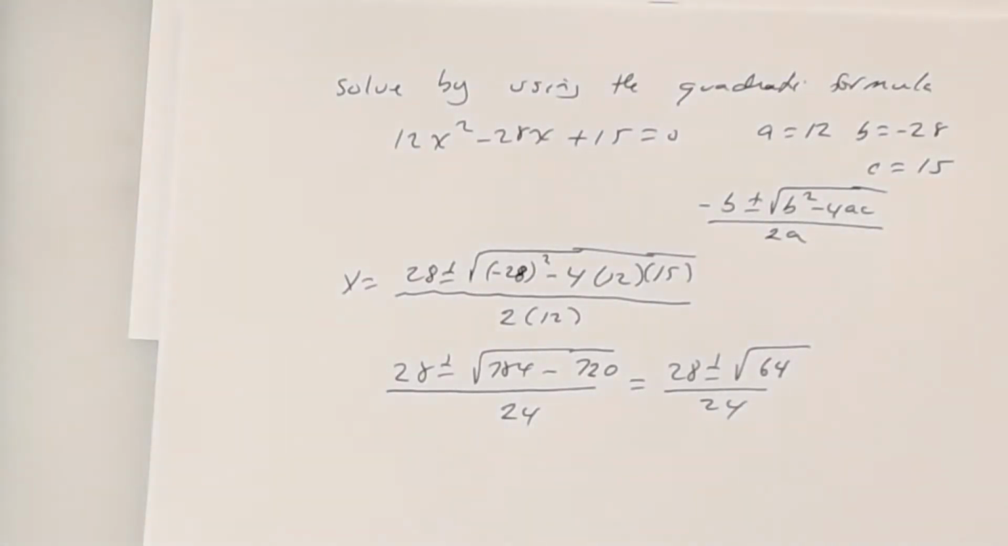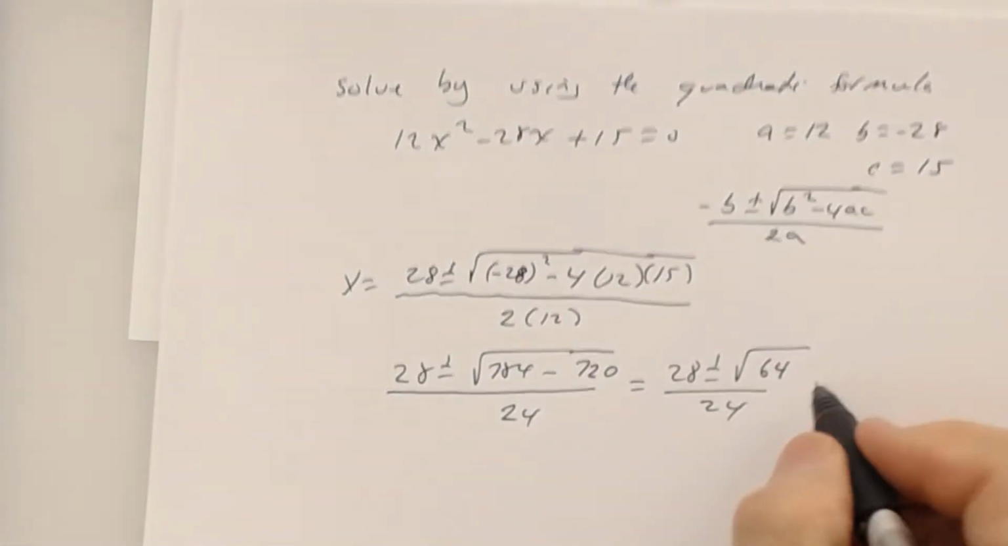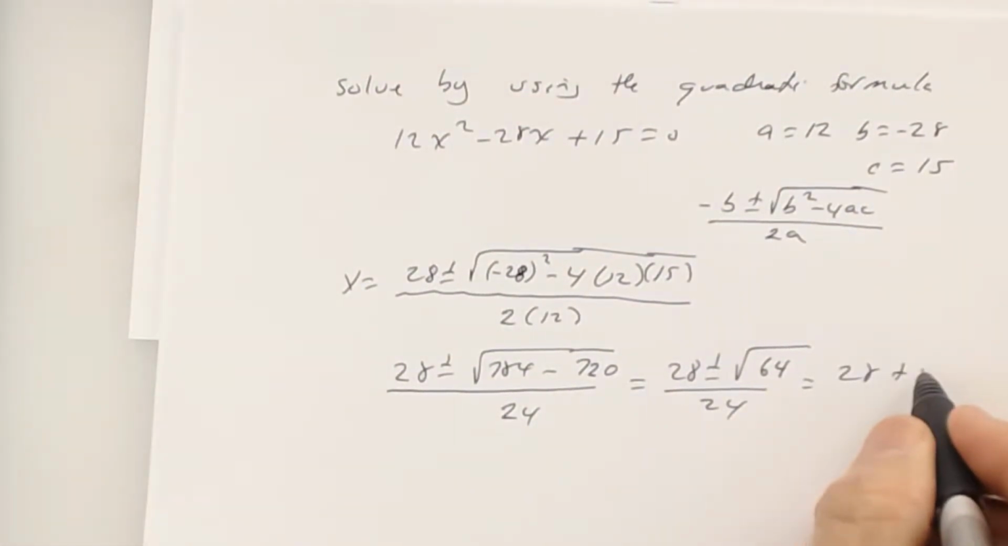Now remember, at that point, that's where you would ask yourself, is it going to be rational or irrational? What's the perfect square, right? Yes, perfect square. 64 is a perfect square. So it's going to be rational or irrational? Rational. So I get 28 plus or minus 8 over 24.